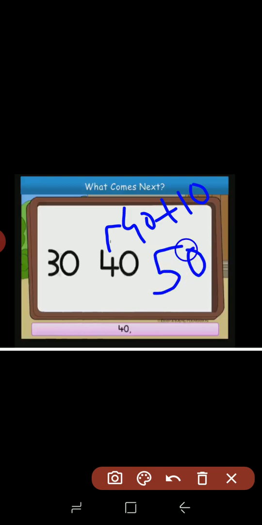Then what comes after 40? So you should add 10. That means 40 plus 10. So 40 plus 10 becomes 50. Understood? So in this type you have to keep adding 10 to the numbers. So look at this picture. After 40 there should be 50.